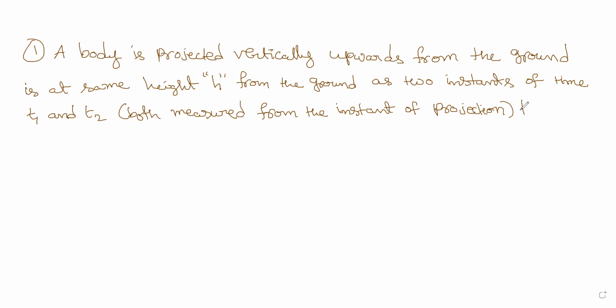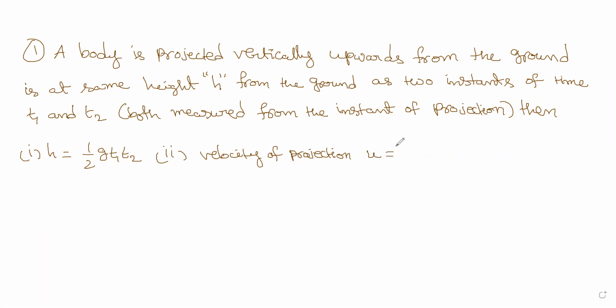Then these are the things we have to show. H is equal to half g t1 t2. Second thing is that u, the velocity of projection, is equal to g by 2 into t1 plus t2.